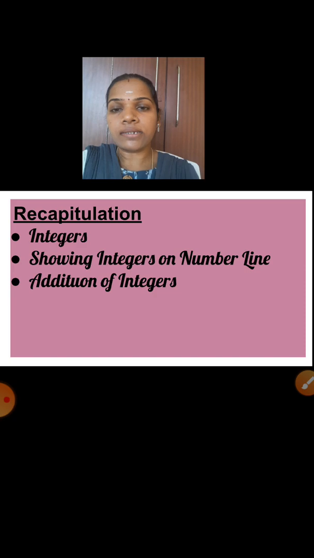What we studied is the meaning of integers, isn't it? Next one is showing integers on a number line. Next one is addition of integers. These all we studied already. What is meant by integers? Yes, integers are a group of numbers. It includes 0, positive numbers and negative numbers.